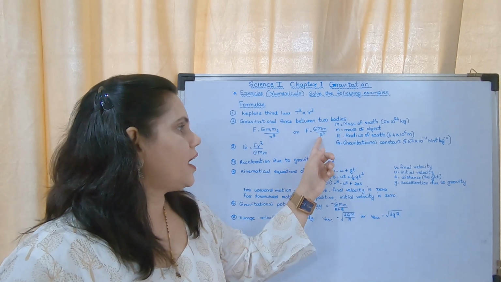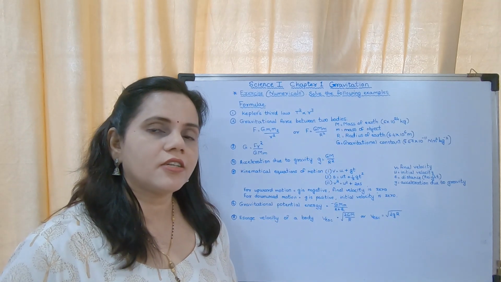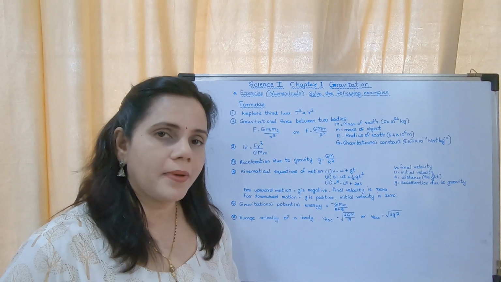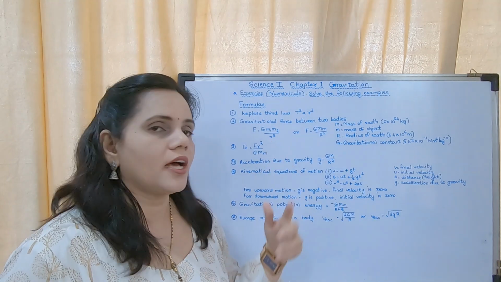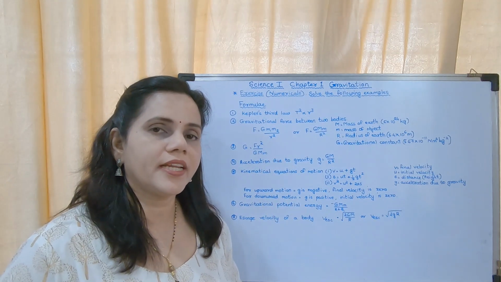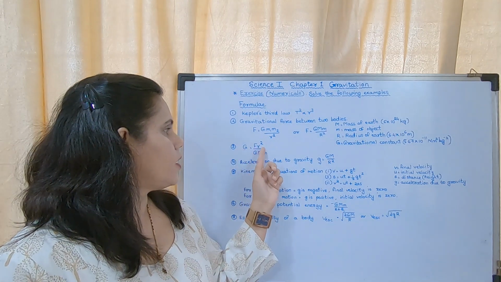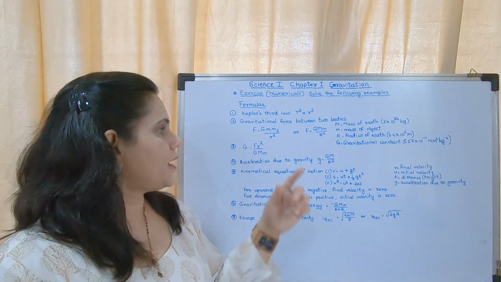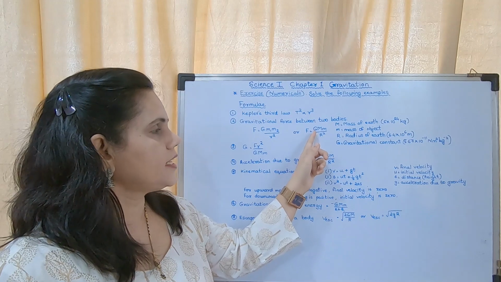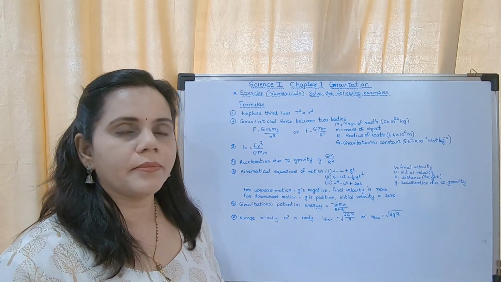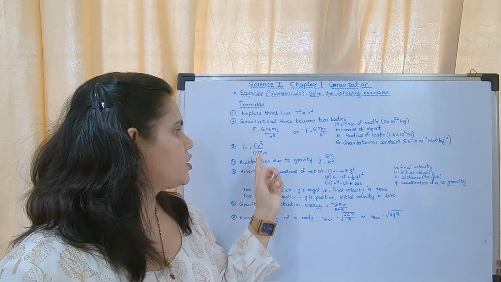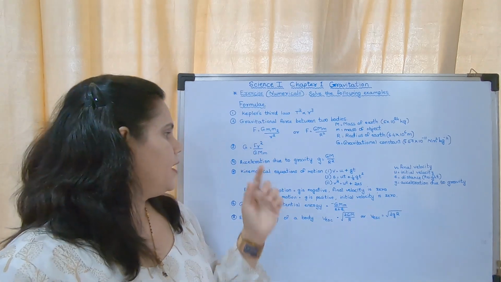Okay, here capital R, because it is the radius of the earth or radius of the planet, and here it is small r because it is just the distance between any two objects. Okay. Next is G is equal to F r square upon G m m. G is equal to F r square, by cross multiplying, F r square upon G m m.